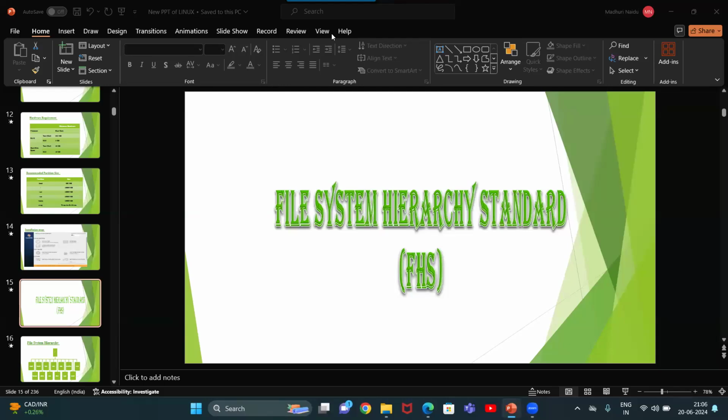So in the last session, we discussed the features of Linux. What are the features we have in Linux? That we discussed in our last session. And now today's session is about file system hierarchy, meaning the default directories which we get along with the operating system.